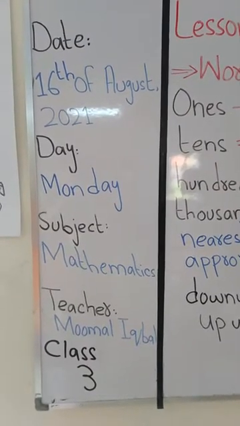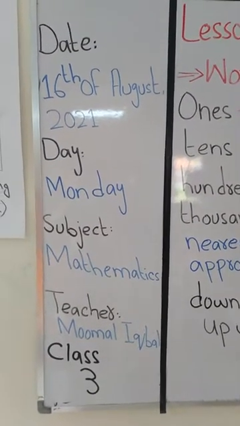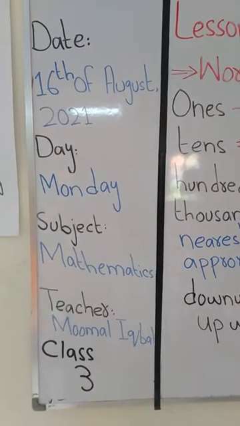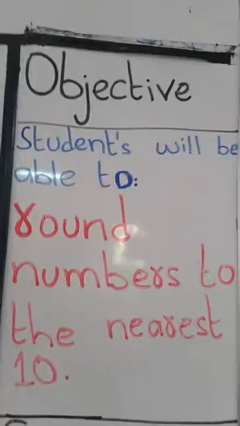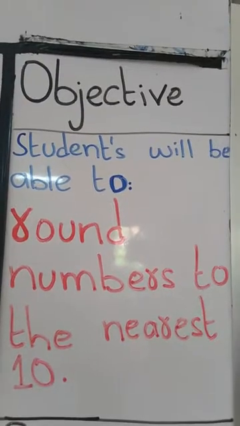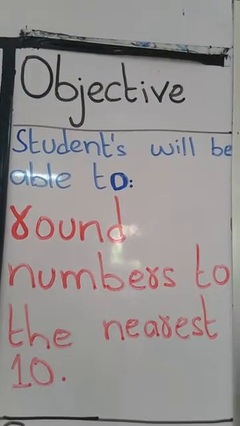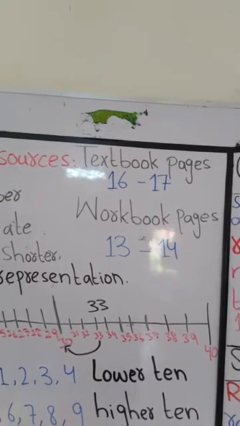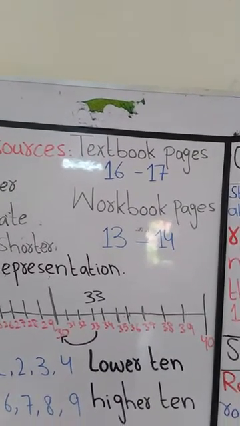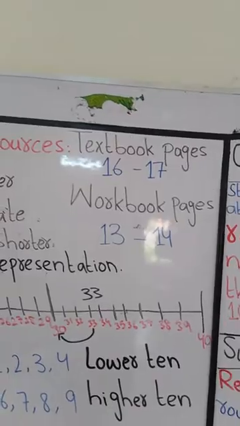I teach you mathematics in class 3. Today's date is 16th of August 2021. Day is Monday. Today we are going to start lesson number 4, rounding numbers. The objective is that students will be able to round numbers to the nearest 10. Resources are textbook pages 16 and 17, workbook pages 13 and 14.